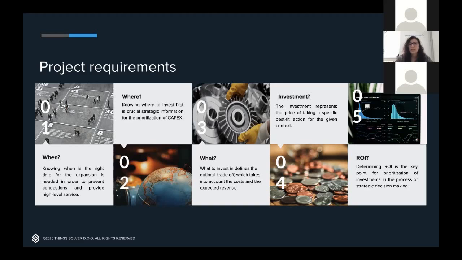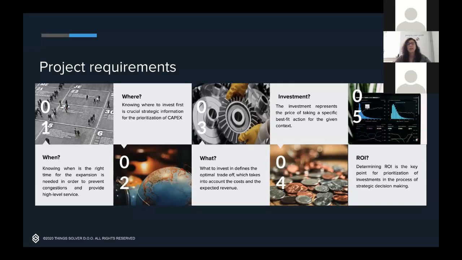The fourth question was about investments. So basically, how much is that expansion going to cost? Because whenever you invest in something, you expect some money to be returned. So the final question was, what is the expected ROI, the expected return of investment? Because this is really important to answer in this decision-making process that has to be applied within Capex planning.